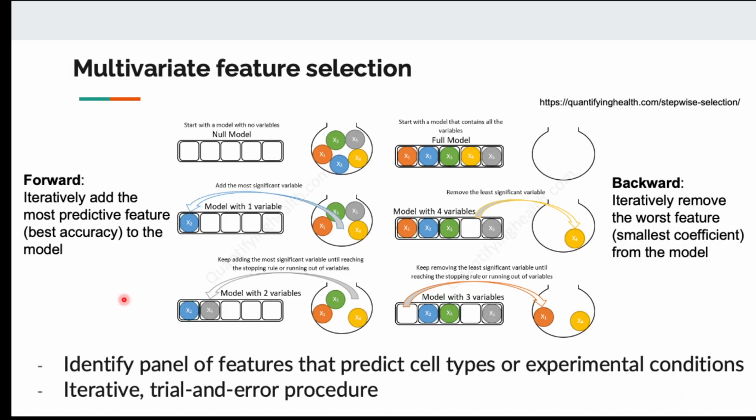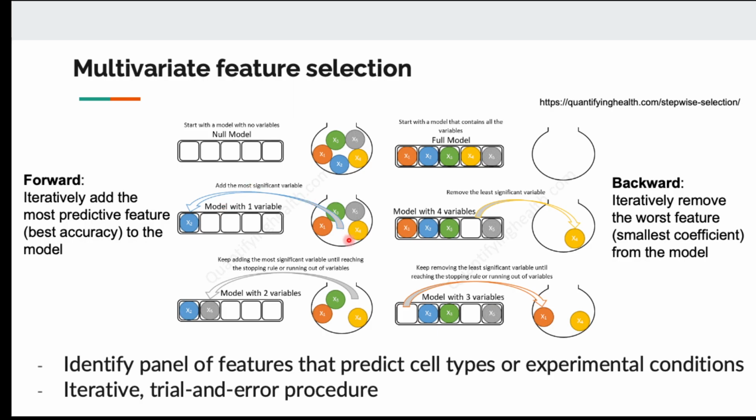The second technique that I want to mention here, and you will see this in some papers that use data-driven or machine learning techniques, is not univariate but multivariate feature selection. In this case, there are usually two main strategies. You can start with a model that doesn't have any features. Basically, you are predicting just the mean of the two samples. And then you expand your model by adding one parameter.